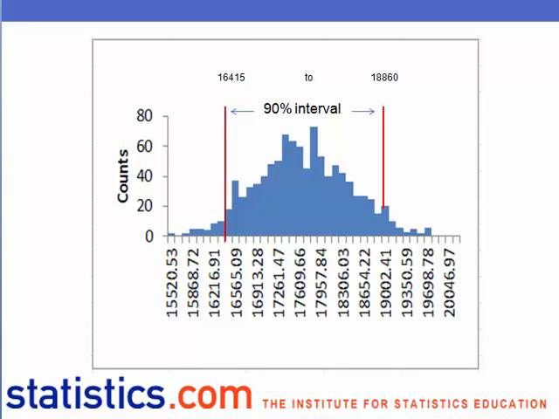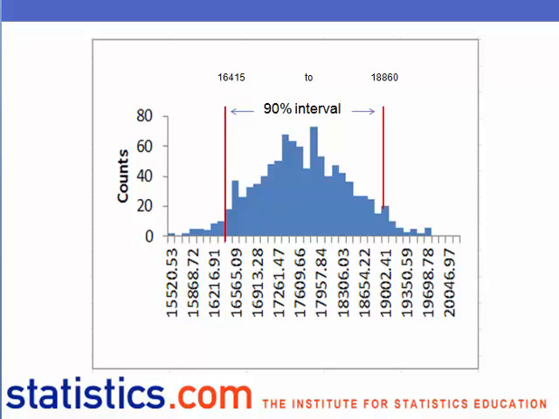90% of our resample results fall between 16,415 and 18,860. That's a result of chopping off 5% at each end. So that's what's called a 90% confidence interval.